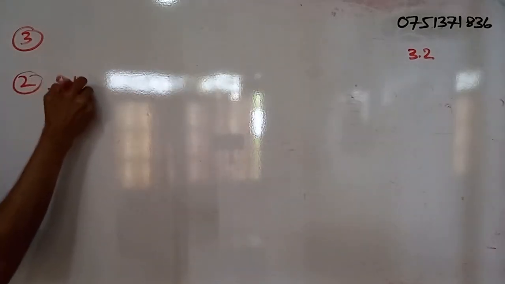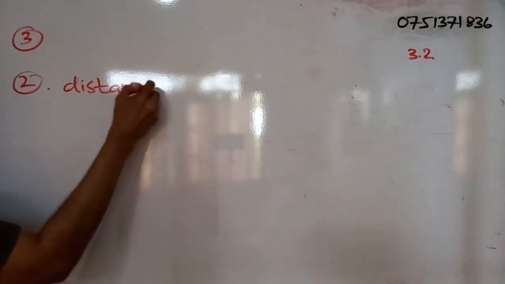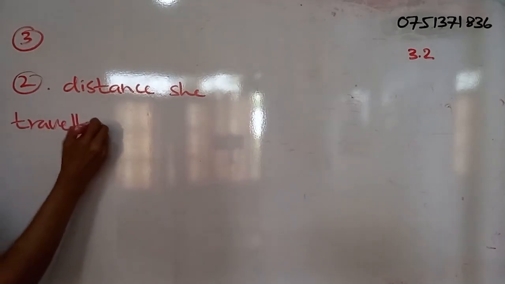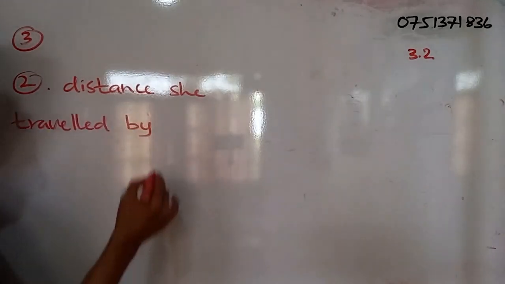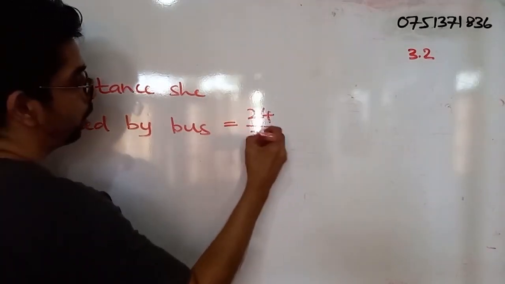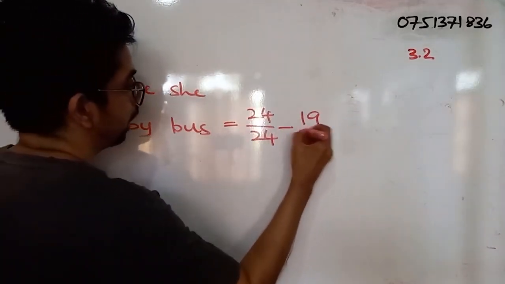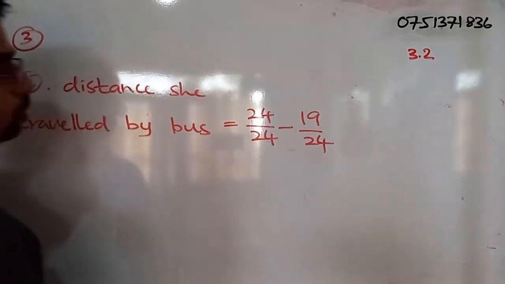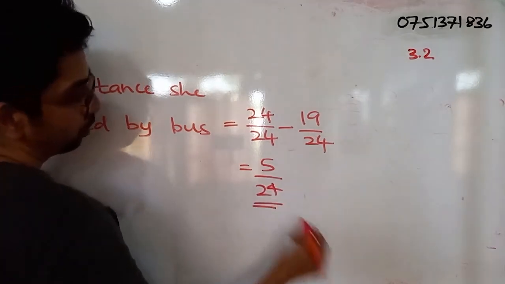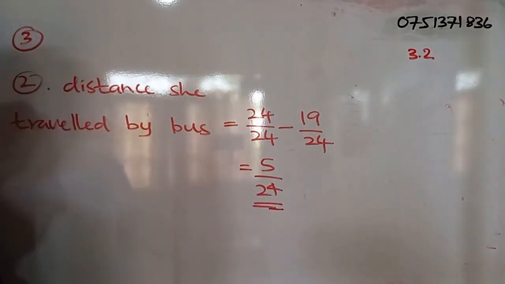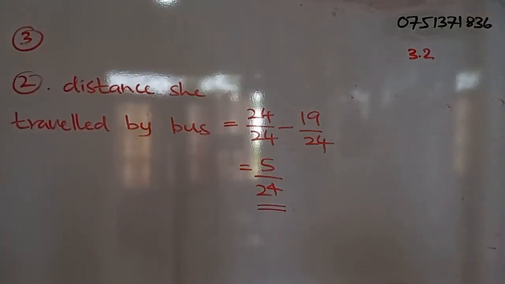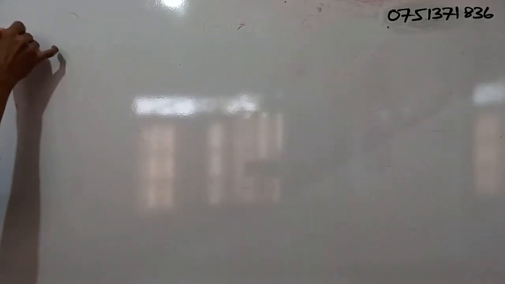Part 2. So the distance she traveled by bus is what? 24 by 24 minus 19 by 24. Right? So you get what? 5 by 24. We cannot further simplify this anymore. 5 by 24. Right. Question number 4.